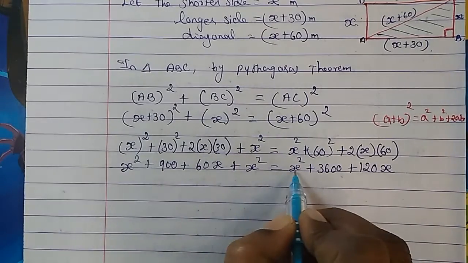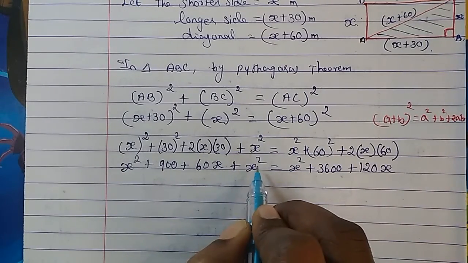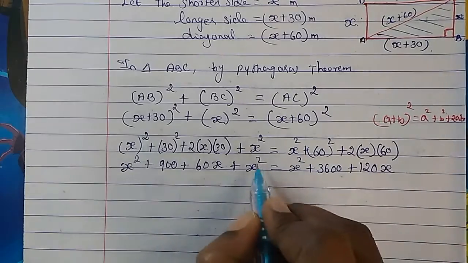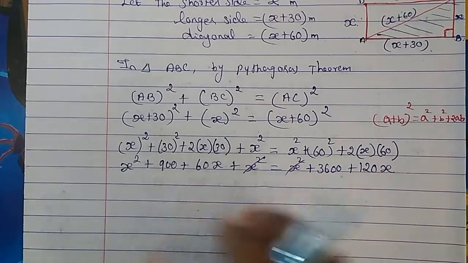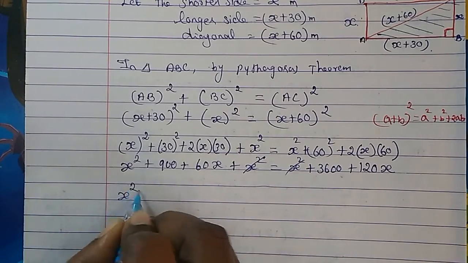Now on both sides we have x square, here also x square. If you bring this x square to this side it becomes minus, so we can directly cancel. So now the remaining ones we will arrange. First x square we will write down.